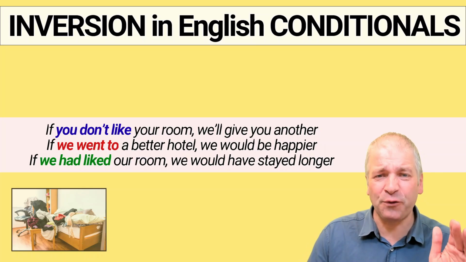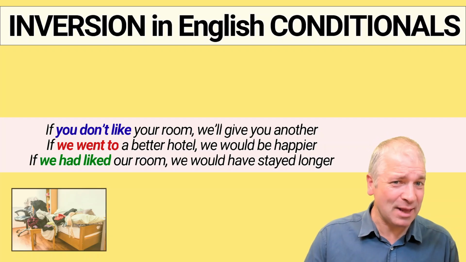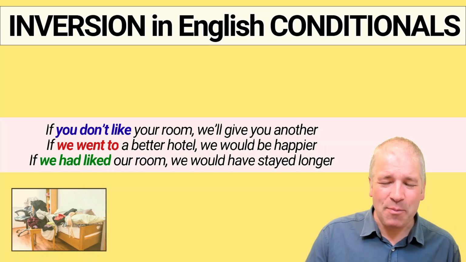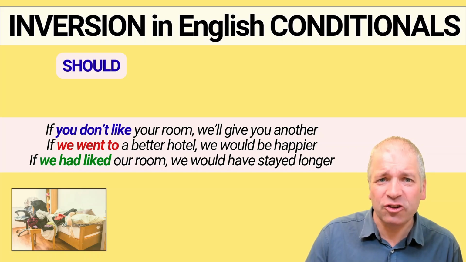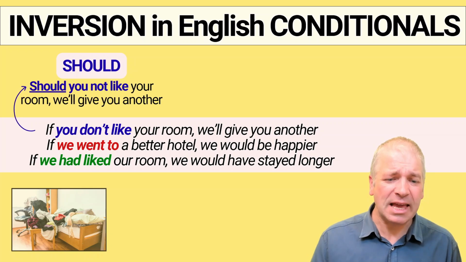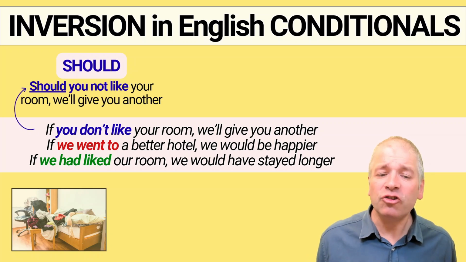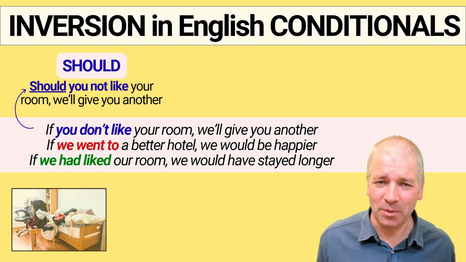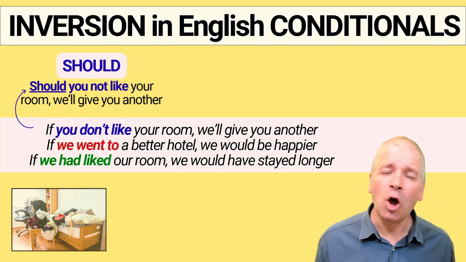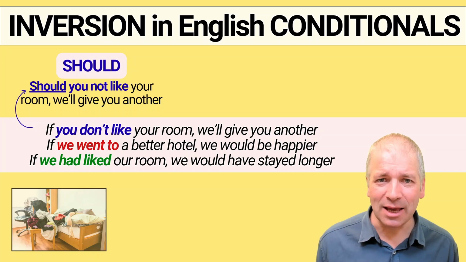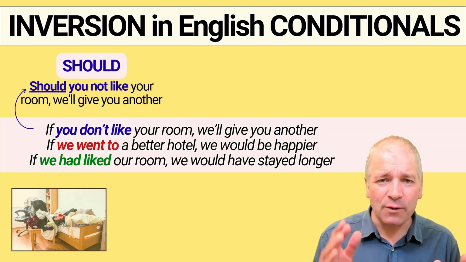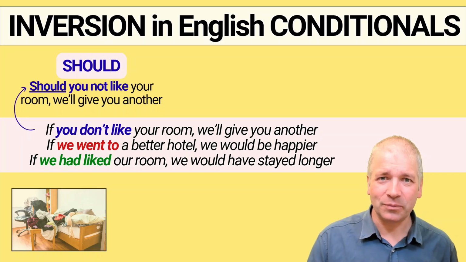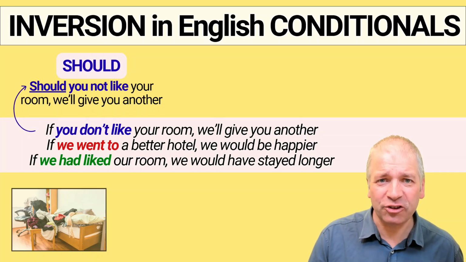So the blue represents first conditional, the red represents second conditional, and the green represents third conditional. But we can use inversion with different words in each case. First of all, using should. Instead of saying, if you don't like your room, you could say, should you not like your room? Not shouldn't you like your room, but should you not like your room? We'll give you another. It has the same meaning, it's a little bit more formal, and we invert the subject and should here. That's how we would convert the first conditional.